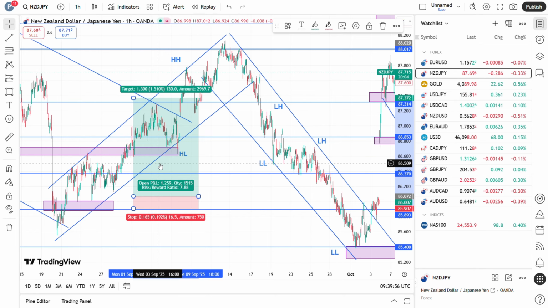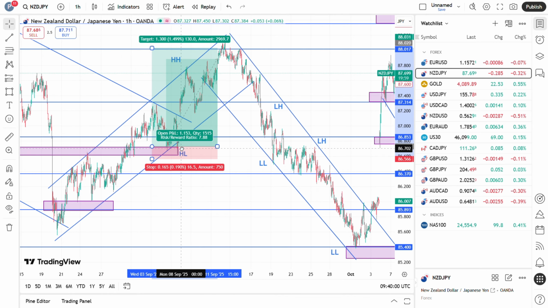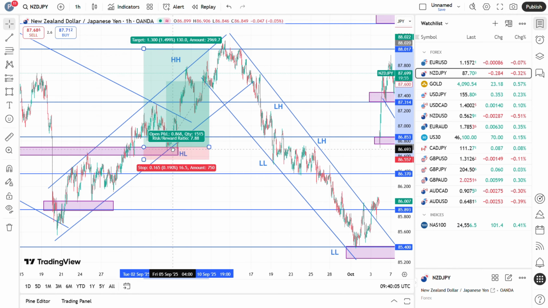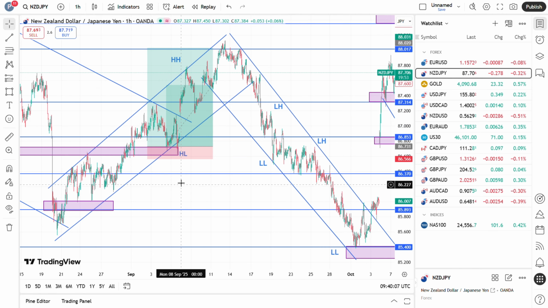You also have a resistance there. As you can see, the market came back to retest that resistance and became support. Remember, on an uptrend, you're looking for buying opportunities. And that is why there was a clean buy.